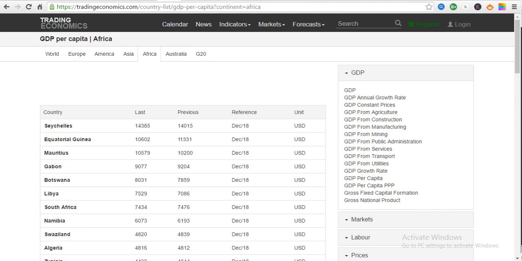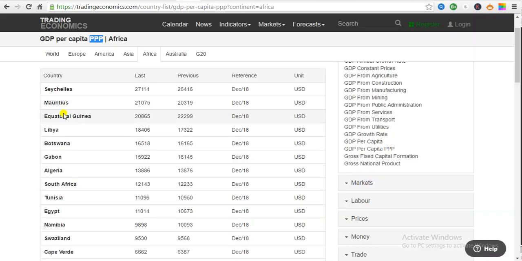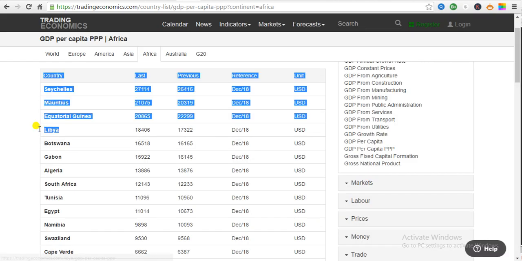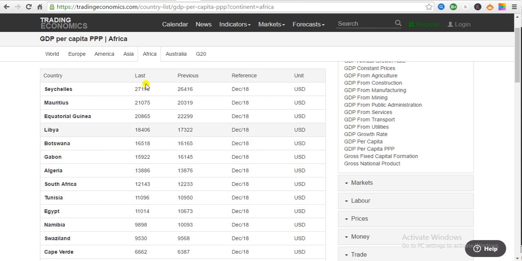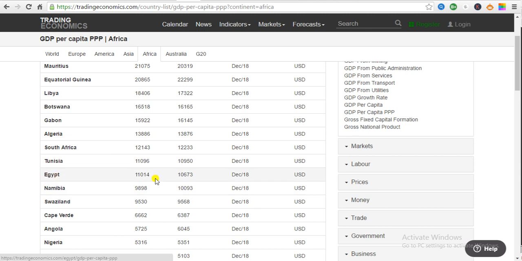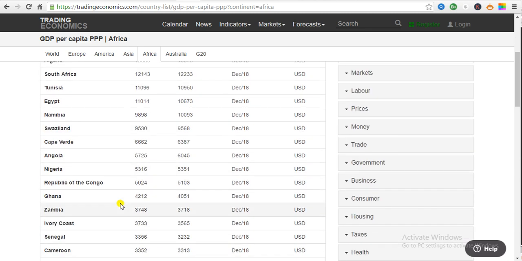So Seychelles, Equatorial Guinea, and then Botswana is in the top 5. Seychelles, Equatorial Guinea, Libya, Botswana is in the top 5. So this is pretty much consistent, and this is the triple P and the actual thing. South Africa is not the biggest in terms of GDP per capita in real terms. So that money is a lot in Seychelles, so Botswana. So it's pretty much consistent.